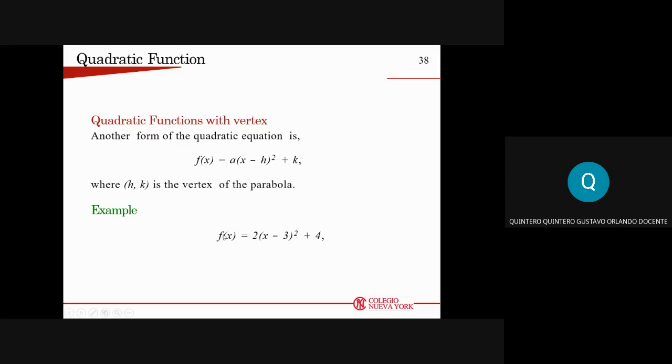Just in here, we can see what is the vertex of the parabola. Look, the vertex of the parabola is h, k. And we know h will be the value of 3, and k will be the value of 4, which means 3, 4 is the vertex of the parabola.